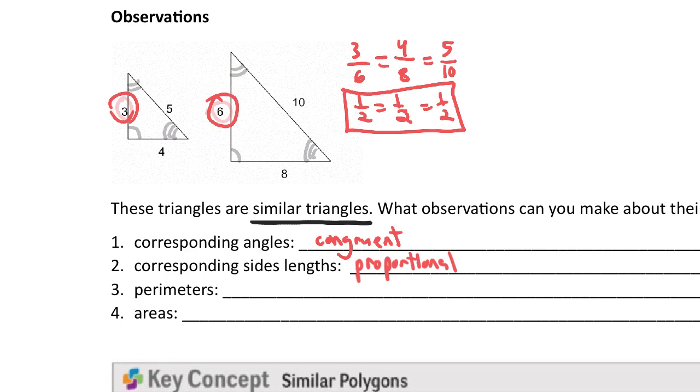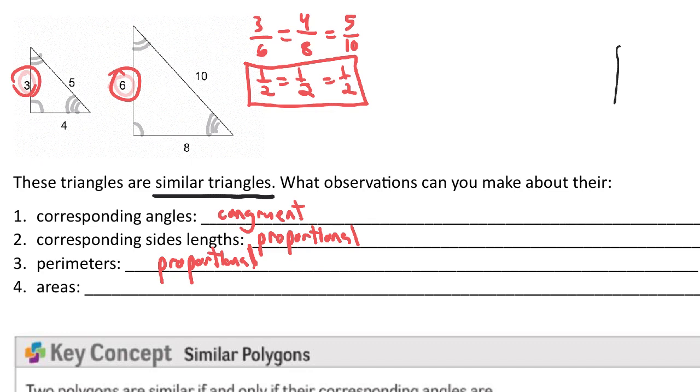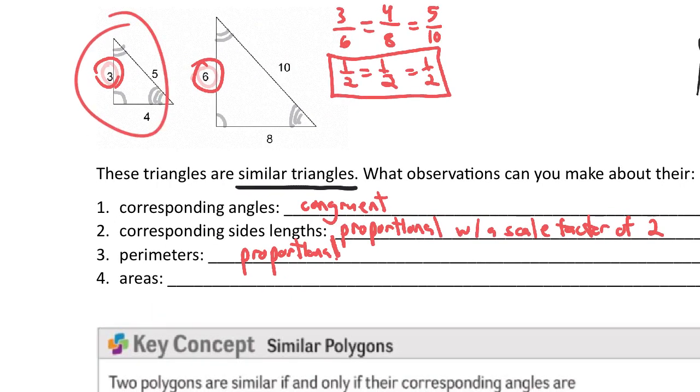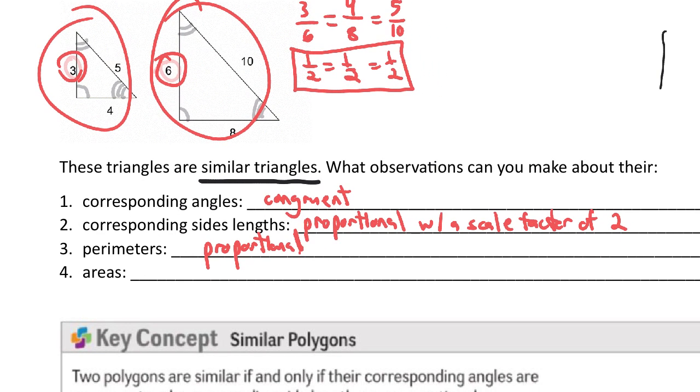All right, how about the perimeters? What can we say about the perimeters? They will also be proportional. In fact, we could say that the corresponding side lengths are proportional with a scale factor of 2. Going from the small triangle to the big triangle, there's a scale factor of 2. 6 over 3 is equal to 2. Going from the big triangle to the small triangle, a scale factor of 1/2.